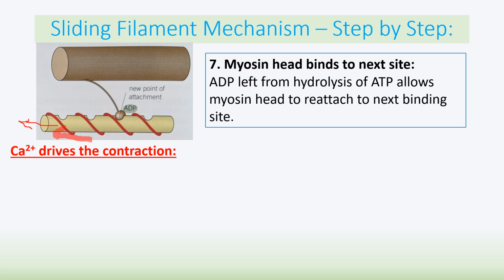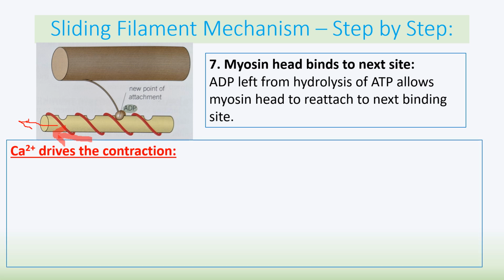Notice the myosin isn't moving. The thin filament, the actin, moves, not the myosin. Now, all of this is being driven by calcium ions. So as long as the calcium ions are there, the contraction will happen. If they aren't there, the next stage won't happen. So why does that make sense?